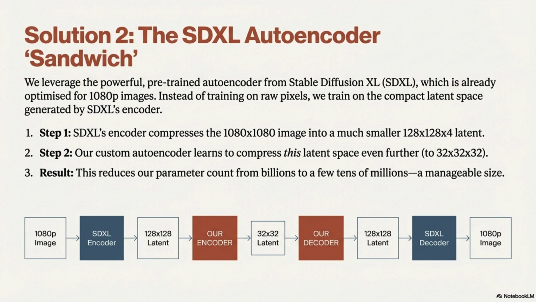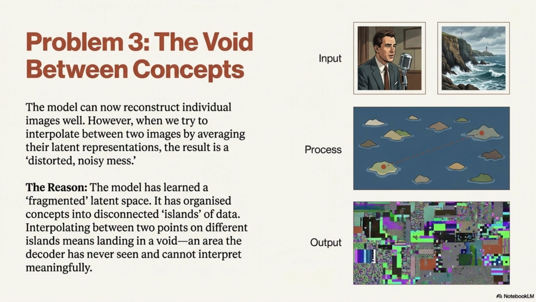Feasible. And after training it on about 350,000 images, the first tests looked great. Reconstructions of single images were fantastic. But then came the real test, interpolation. Right. This is the moment of truth. If the AI really gets it, moving from one concept like a car to another like a tree should be a smooth, continuous morph. But that's not what happened. Not at all. They describe the result as a distorted, noisy mess. It completely failed to connect the dots.